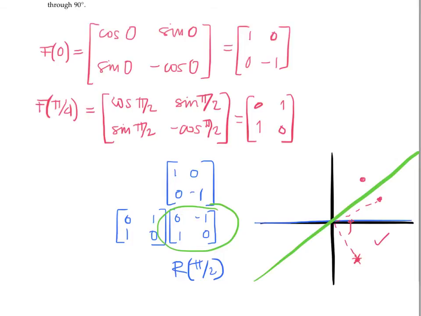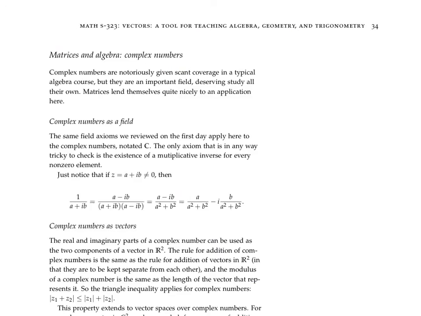Moving right along. Let's look at how matrices can be applied to complex numbers. Usually complex numbers are only very lightly covered in a typical algebra course, but they're an important field, and they just deserve study all their own. And matrices actually lend themselves to a really nice application. Note that the field axioms apply to complex numbers. We notate the set of complex numbers with this scripted C.